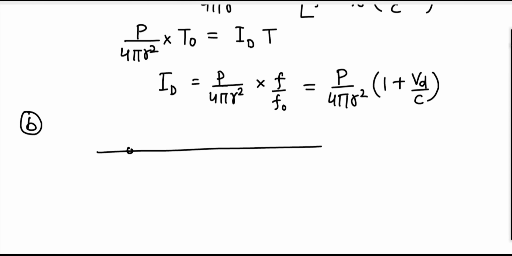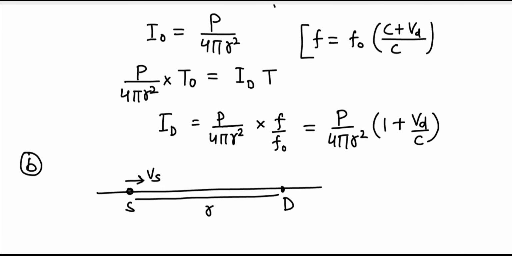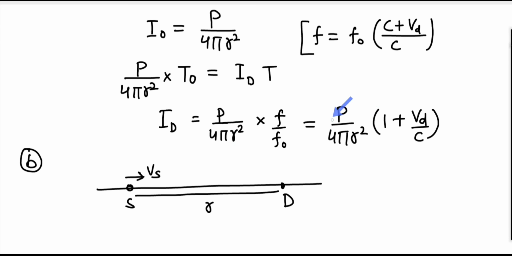In case B, we have a different case here. In this case, the source is moving with velocity, let's say vs. The observer, or the detector, is here at a distance small r. And here we will again use the same simple concept, that the energy released by the source in one time period will be observed by the detector in another time period. That means the times are going to be somewhat different, so that will give me the change in intensity.